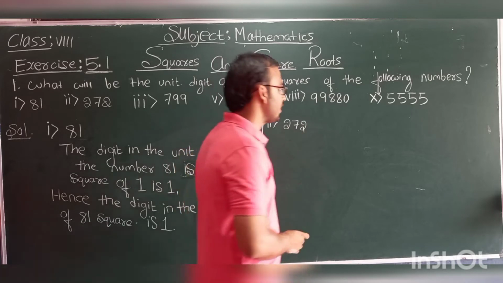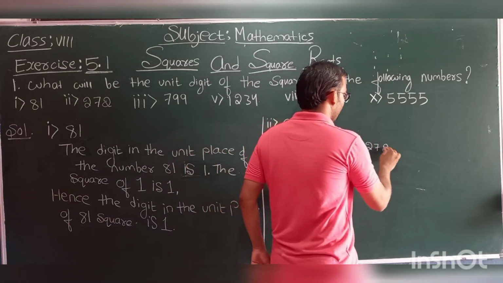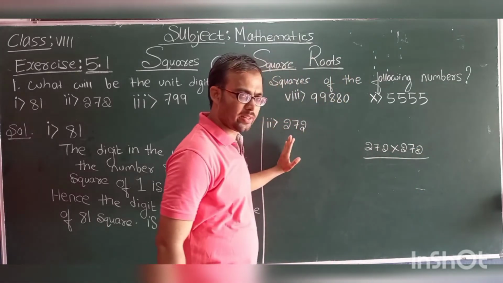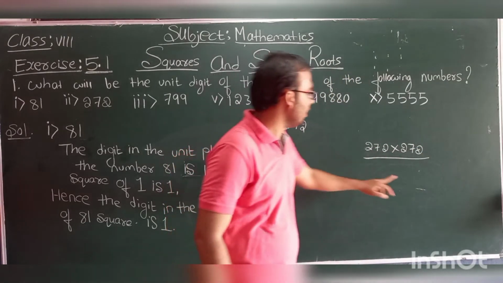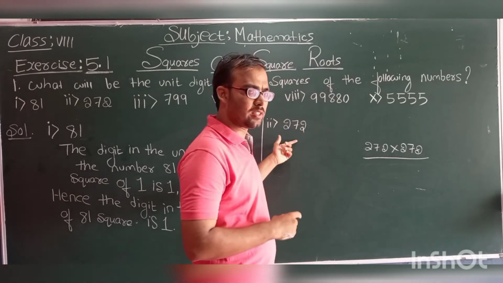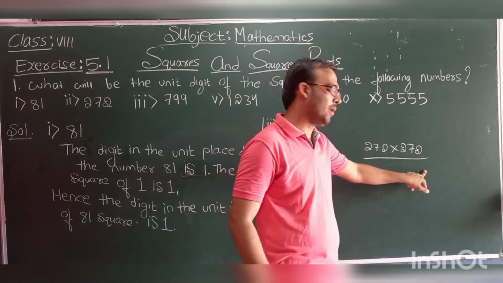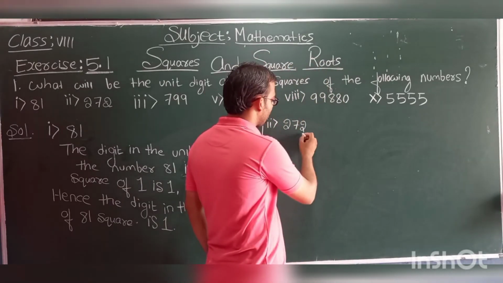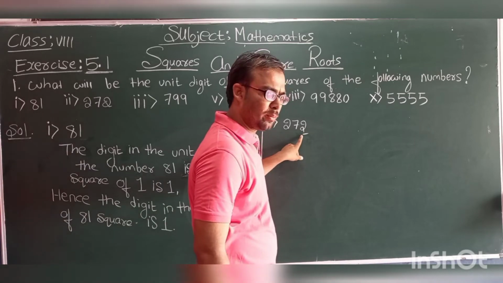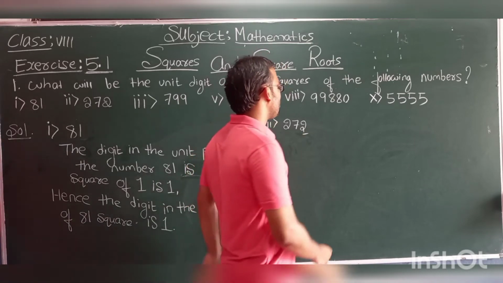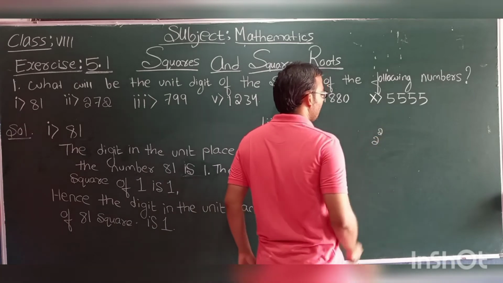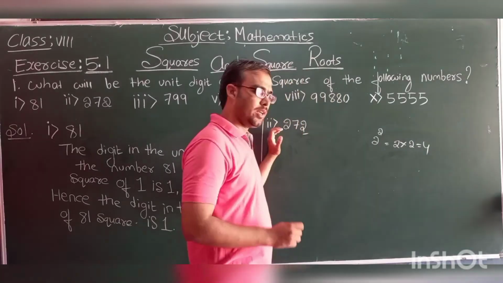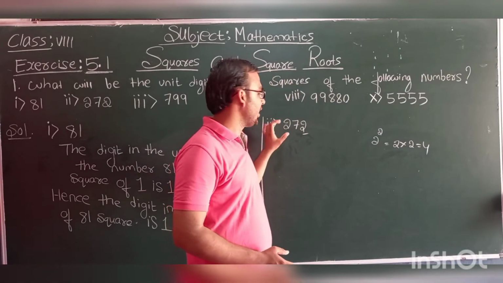When we square this number, that is 272 into 272, what digit are we going to get at the unit place? That we need to find. Okay students, look here. What is the digit at the unit place? 2. So when we square this 2, what are we getting? 2 twos are 4.